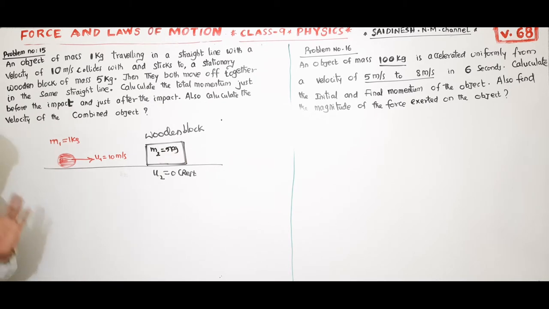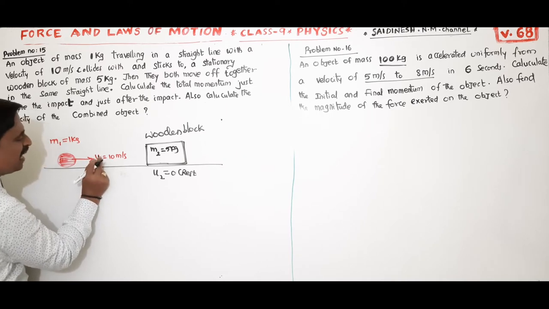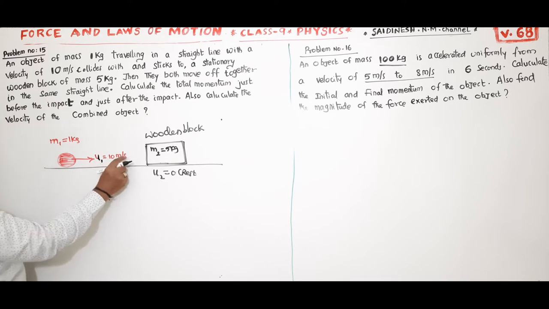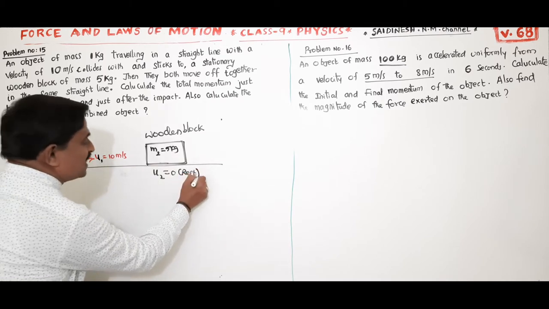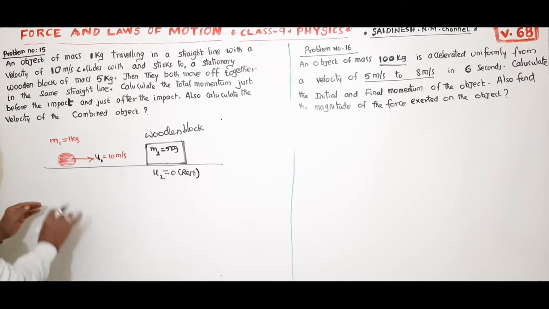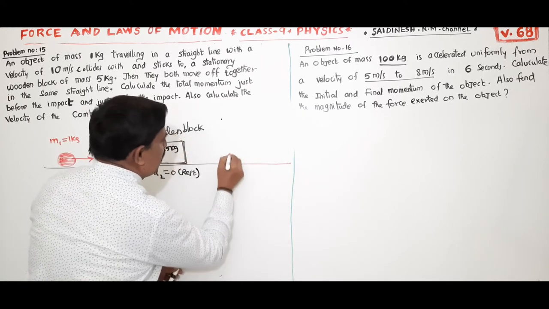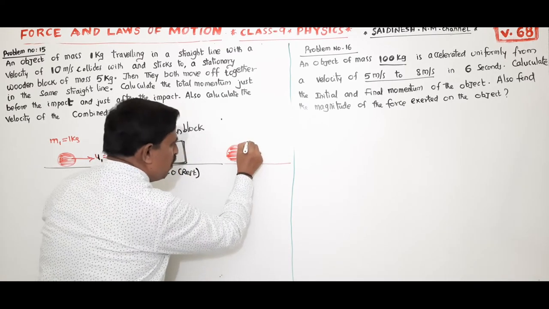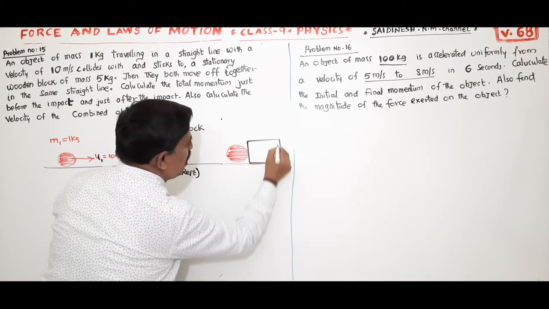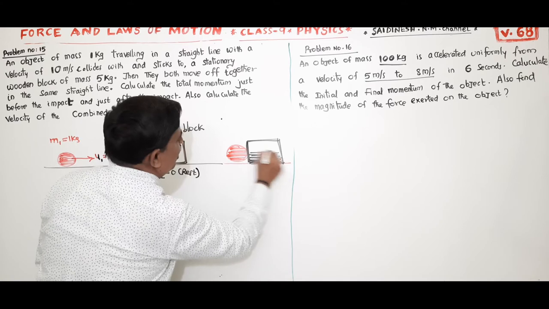Now, according to the given problem, there is one object. Its mass is 1 kg, moving along a straight line with an initial velocity u1 equal to 10 meter per second. It strikes the wooden block, which is in rest position. Rest position means initial velocity 0, and its mass is 5 kg. After striking the wooden block, both stick together.